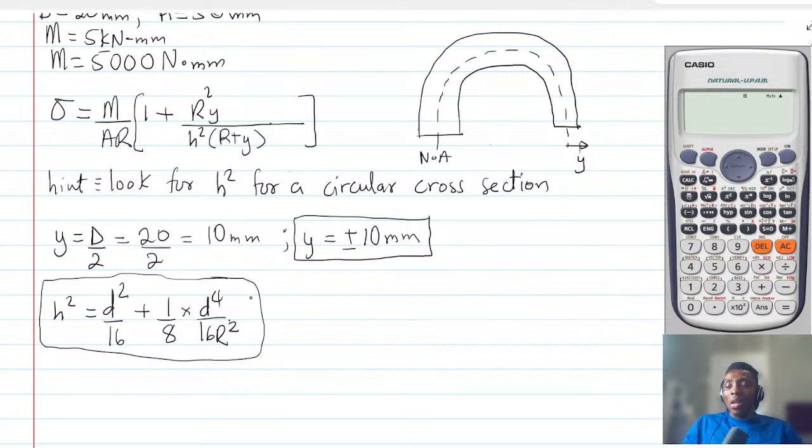So like I said, nothing has changed. The whole idea is that you have to look for the gyration radius. Once you are able to calculate it, then to get the stresses, it's just going to be plus or minus y. That's all. So you see how the curved bar is very simple.